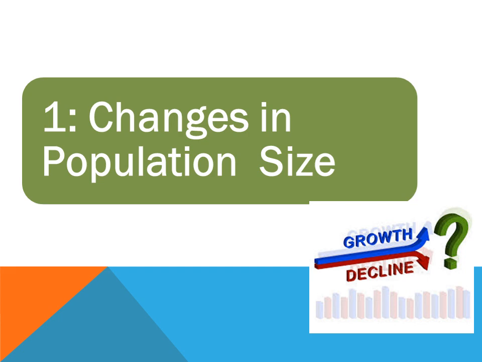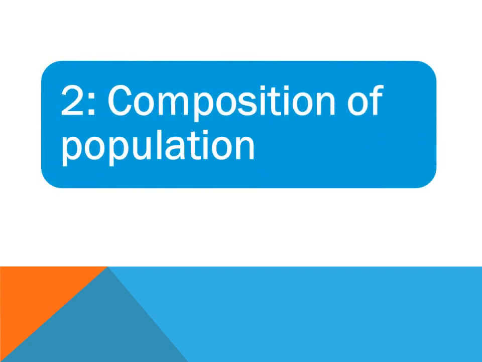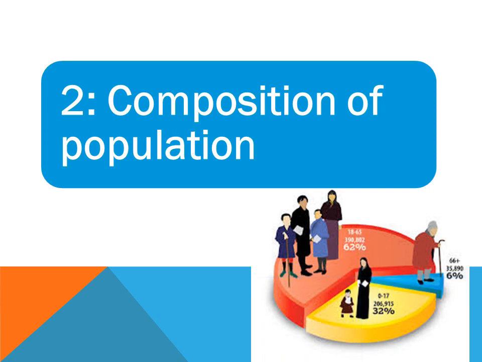The second phenomenon involved in the study of demography is the composition of a population. That means how the population of an area is composed. We study composition as per the age group or as per the occupation or even as per the gender.